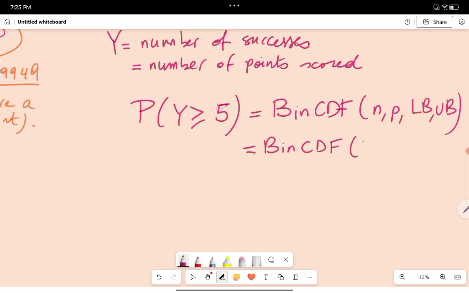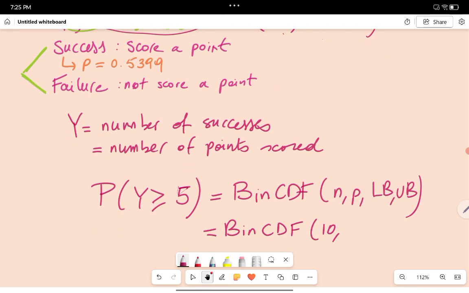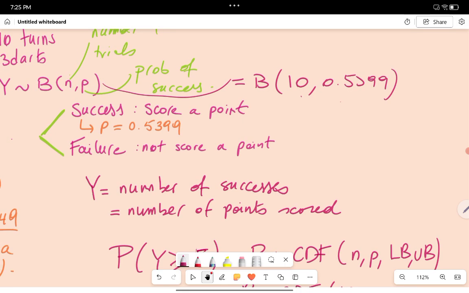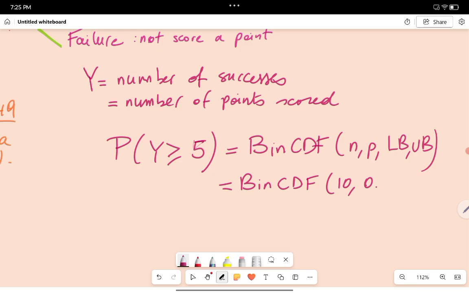So n is 10, so that's what you put in your calculator. Our p is 0.5399. Lower bound is 5 and upper bound is 10. And be careful with the binomial. The lower bound, we need this.